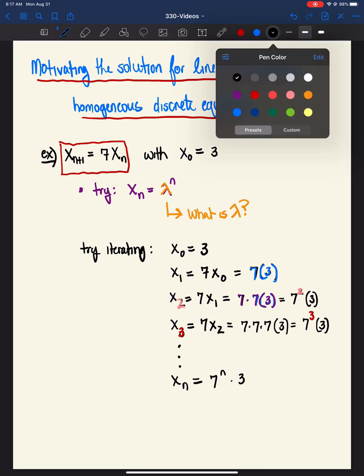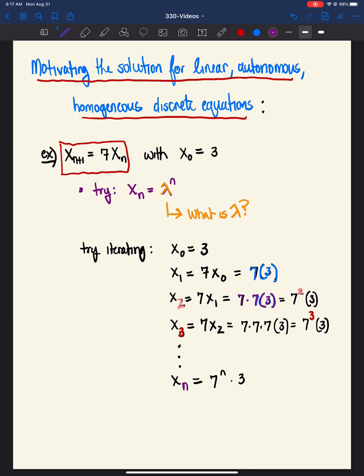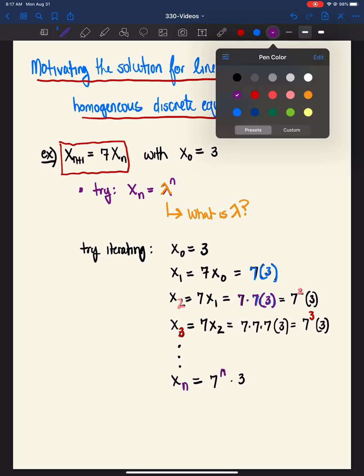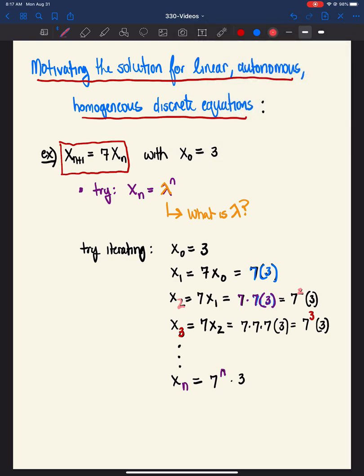In other words, we see that the nth iteration is equal to some number raised to the nth power times the initial value. So that is where this original solution ansatz comes from, just by doing iterations and seeing that we're constantly getting numbers raised to the power of n.